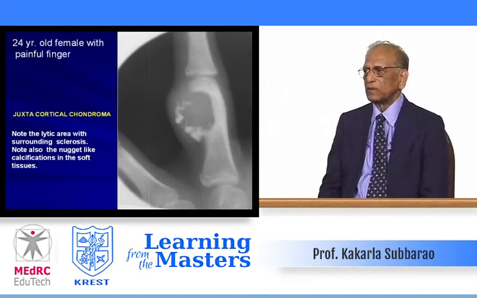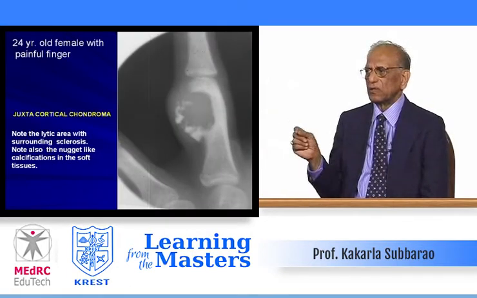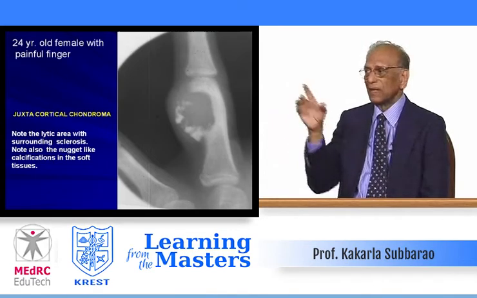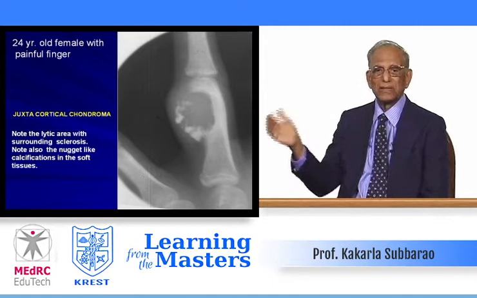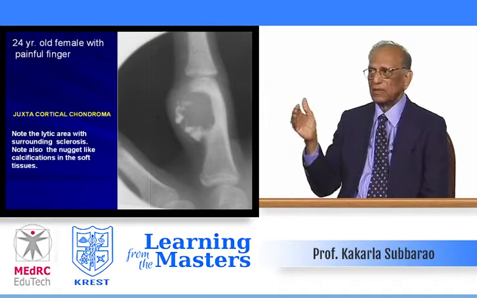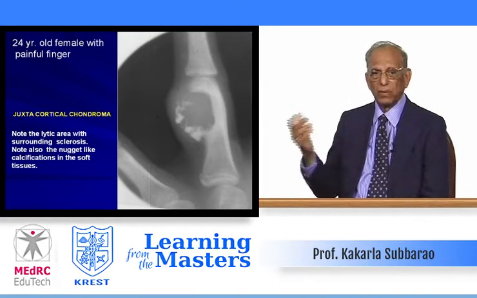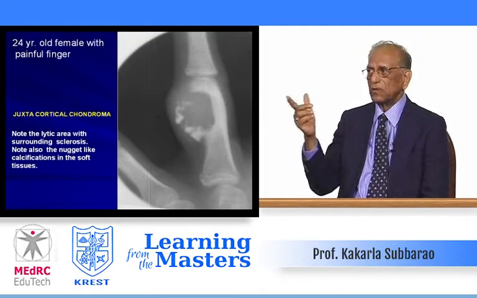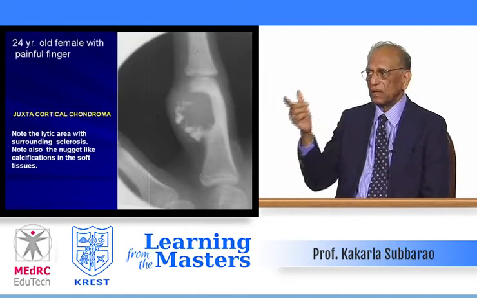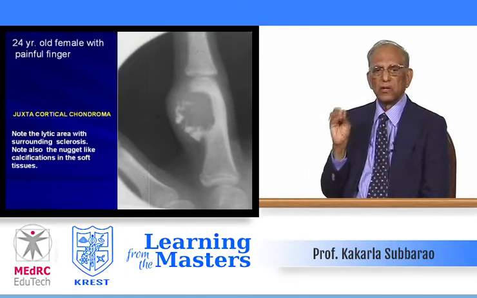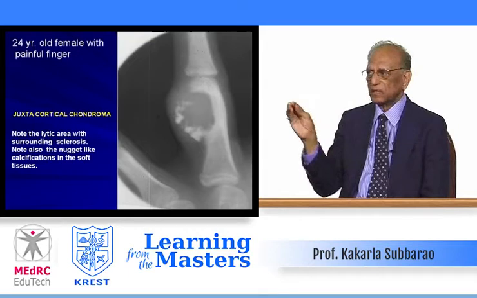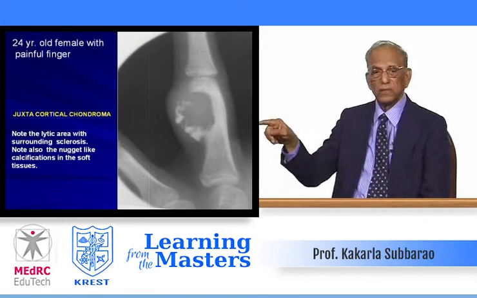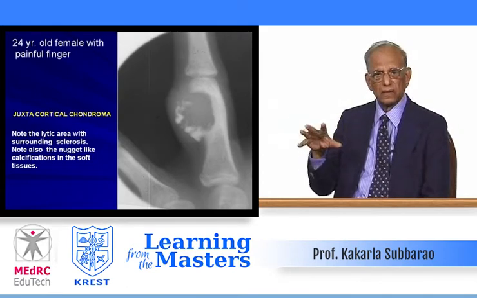24-year-old female, painful finger, juxtacortical chondroma. You should diagnose it must be a chondroma. It's not an enchondroma. It's a chondroma, eccentric chondroma. That's why it's called juxtacortical or paraosteal chondroma also, some people call it. The nodular type of calcifications, the arc-like calcifications indicate it is a chondromatous lesion. And it is eccentric with a soft tissue swelling. And surrounding area of sclerosis, long-standing. Correct?